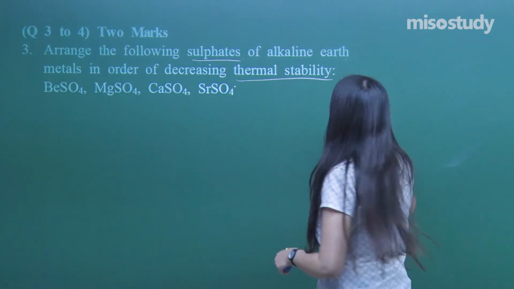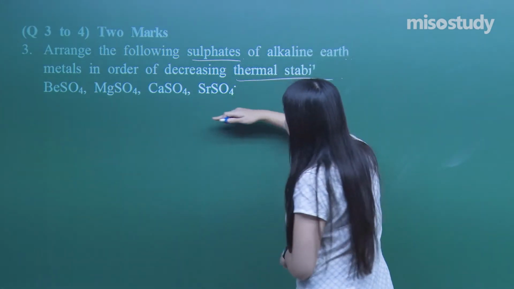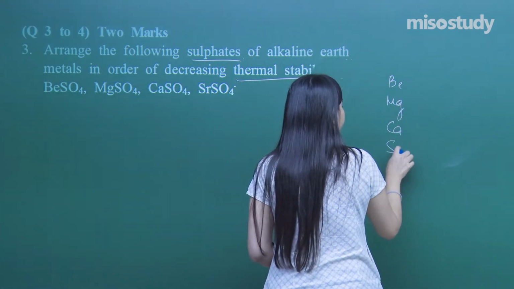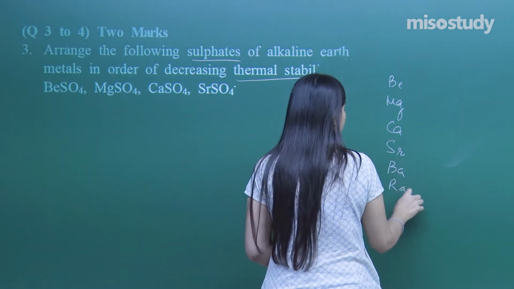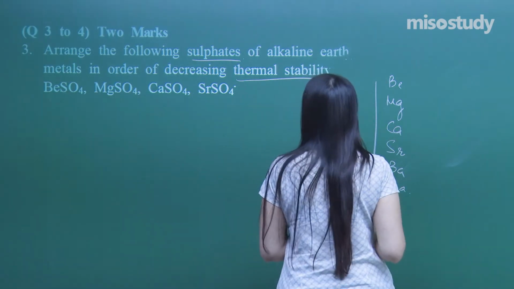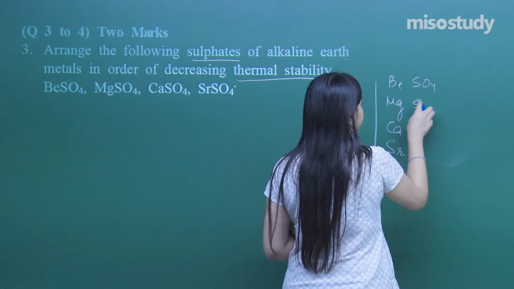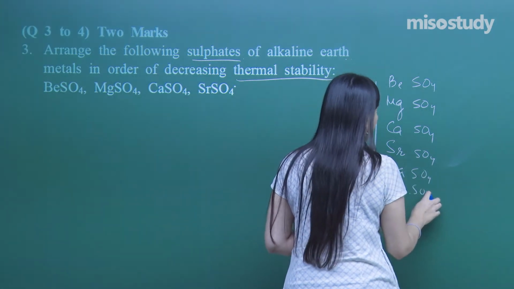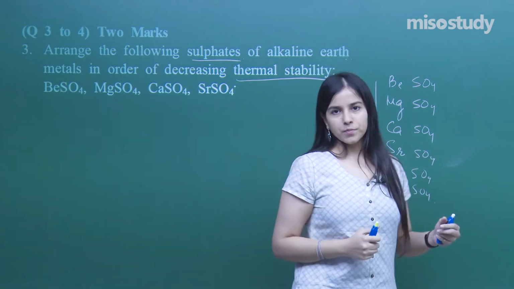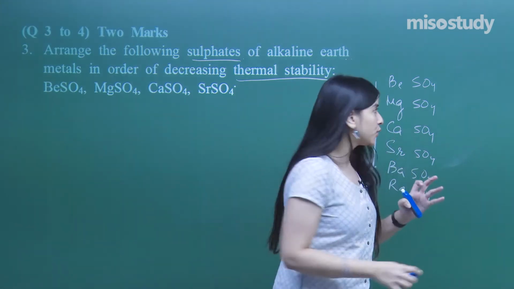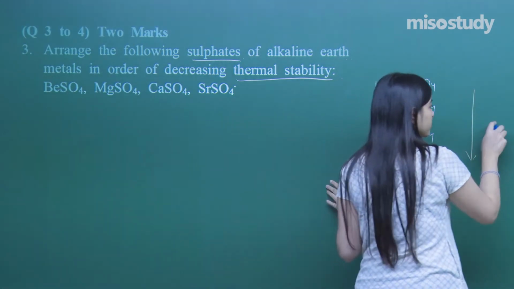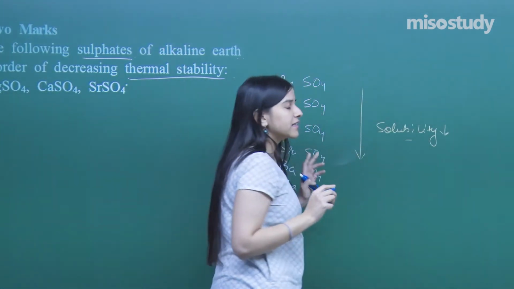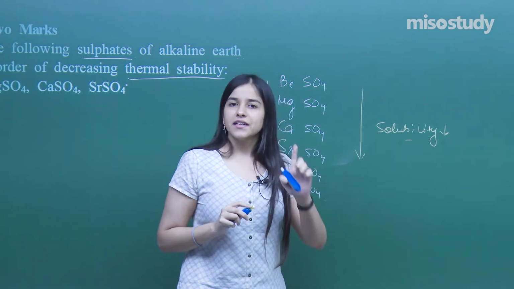First of all, let me write the sulfates over here. They already have given these, right. These are alkaline earth metals, and I try to have the sulfates of them. Down the group, what happens? Down the group the thermal stability will increase. Whenever we are going down the group, the solubility is decreasing. Why is the solubility decreasing? Because of the decrease in the hydration enthalpy.